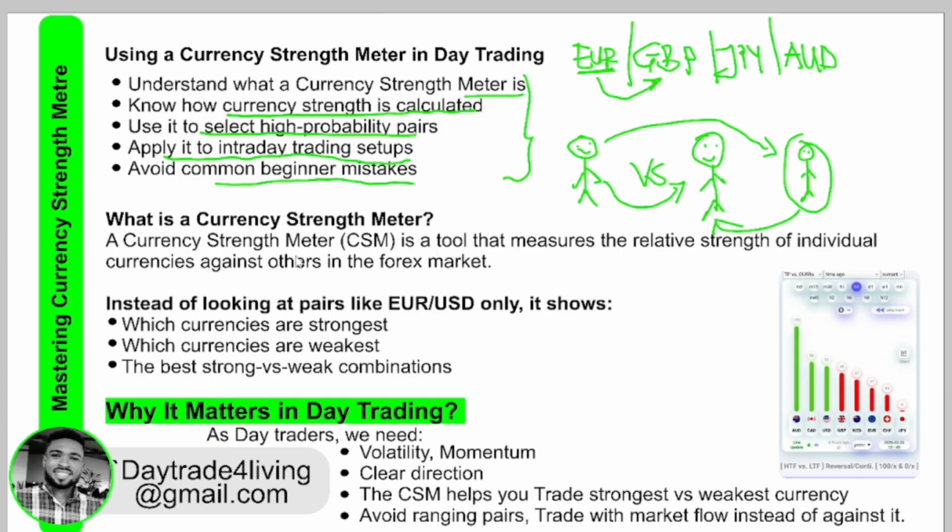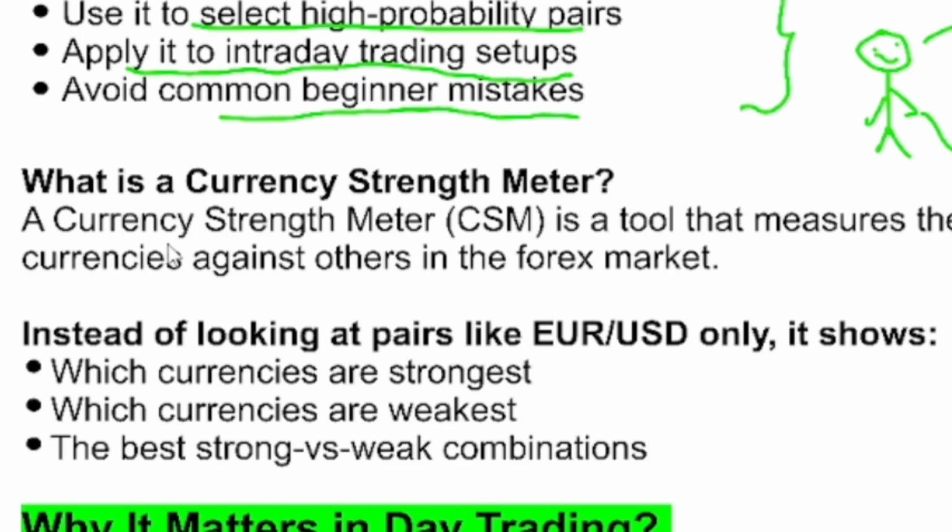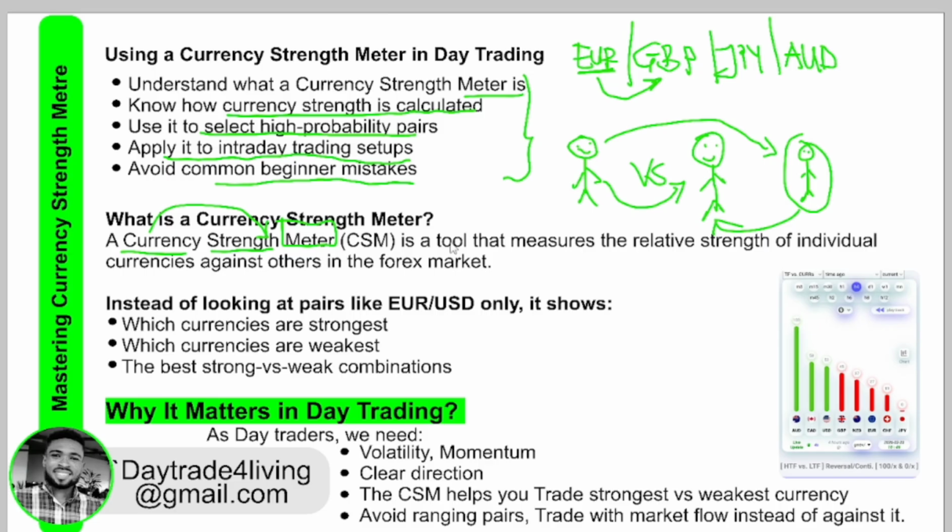Okay, so what's the currency trend meter? Let's take currency strength. It means something to measure the strength of a currency, right? So the meter is just a measure. Currency strength is something that measures the strength of a currency, and that something is software. So the currency strength meter is a tool that measures the relative strength of individual currencies against other currencies in the forex market.